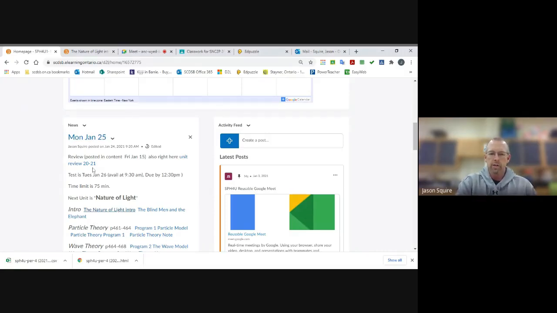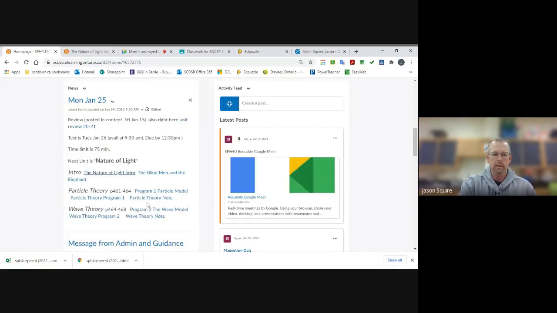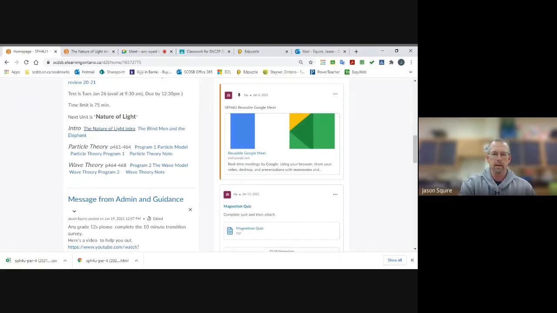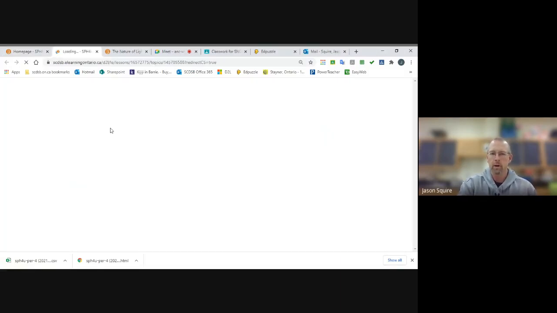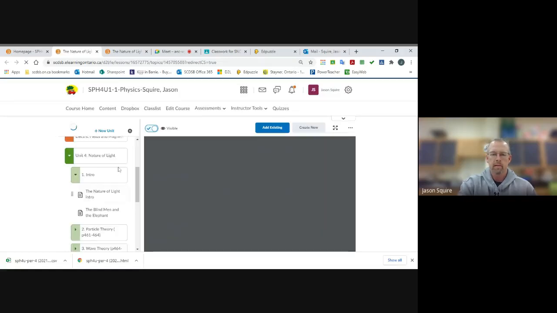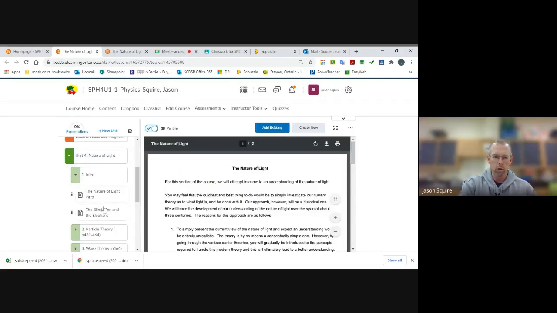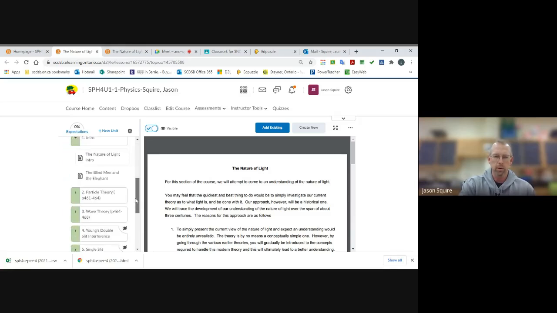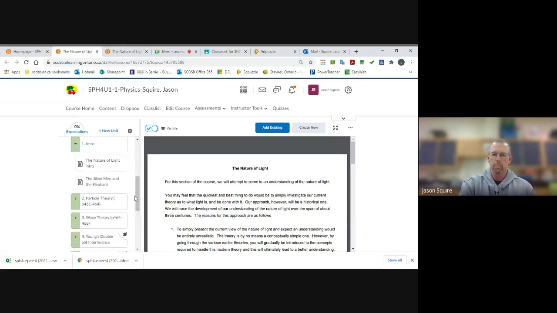Okay, so again, here is our post for the day. I'm going to skip over that first part and start looking at the stuff from our new unit. Right, so it is Unit 4, and the first three tabs in here are open to you, right? The introduction, particle theory of light, and wave theory of light.